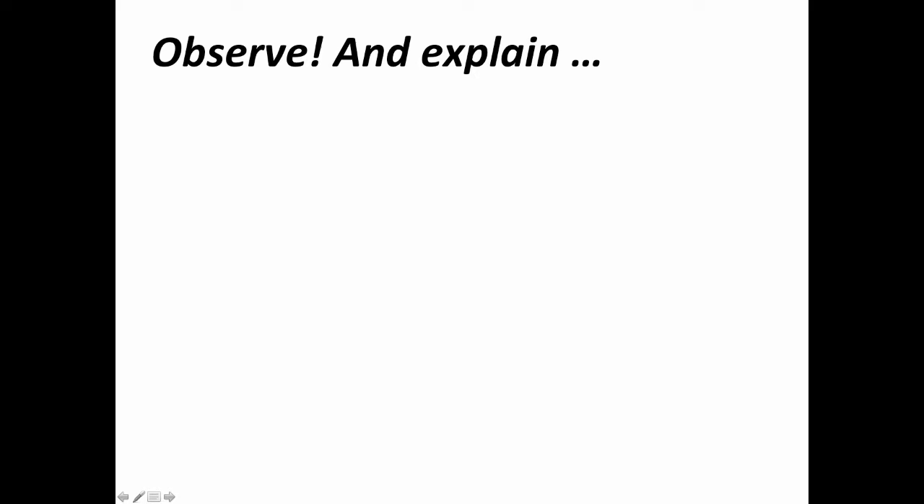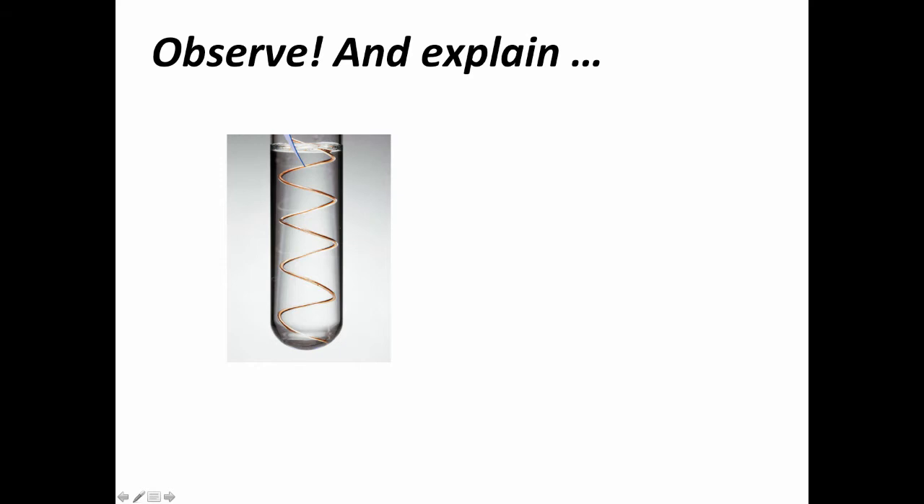Let's start with an example. Let's observe something and try to explain what's going on. What we have here is a test tube with a piece of metal in it. It's reasonably obvious that it's copper from the copper-colored appearance. And it has just been placed in a solution that's clear and colorless. We can't tell what it is by looking at it, but it's a silver nitrate aqueous solution.